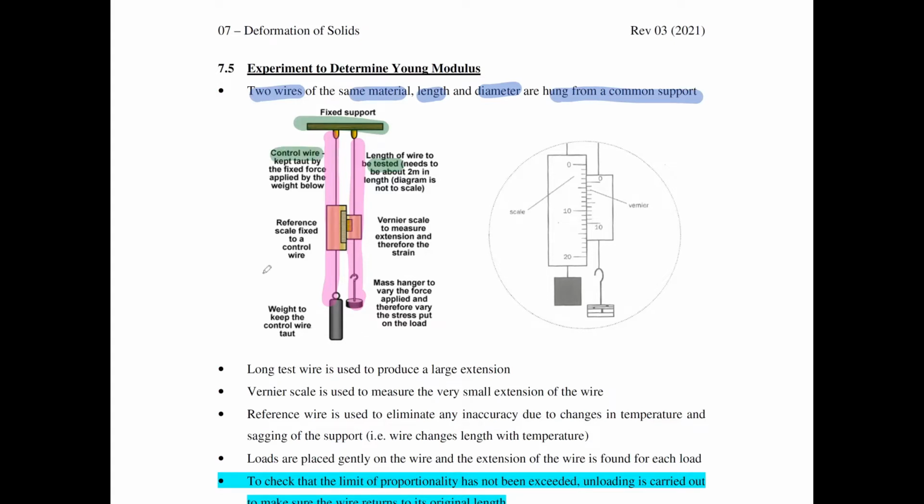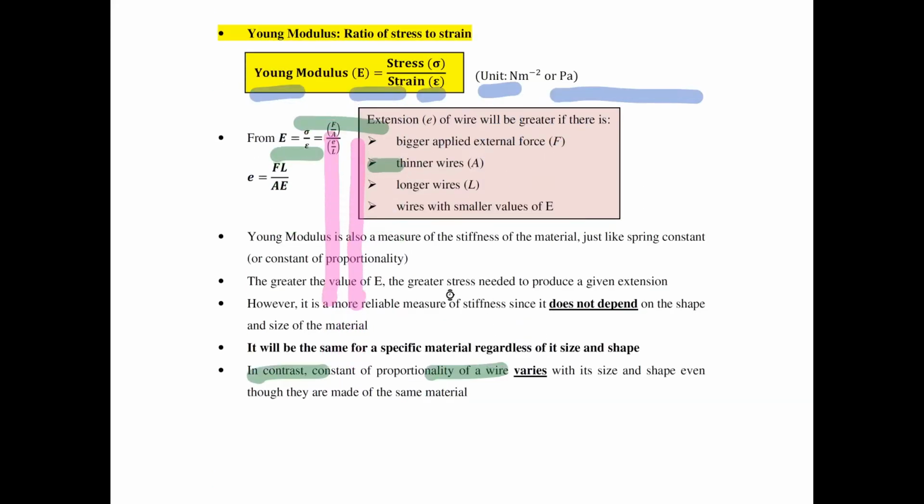All right, why do you have two wires? This one I'll explain later. For both wires, you need to use a long test wire. You use a long test wire so that you can have a large extension. The reasoning is because of this. I actually wrote it in the previous page here.